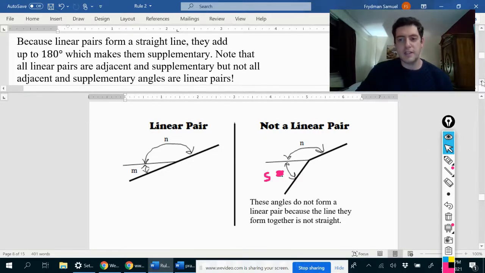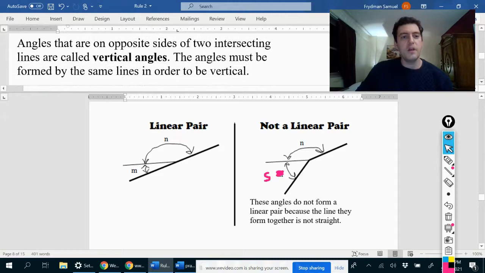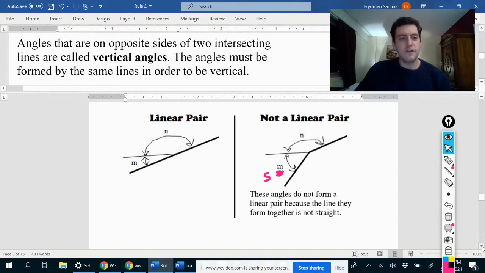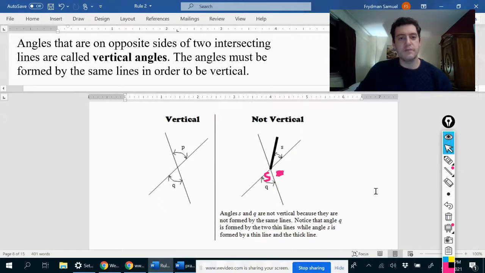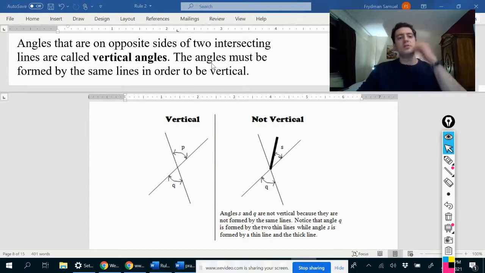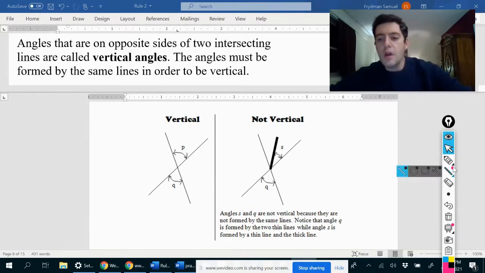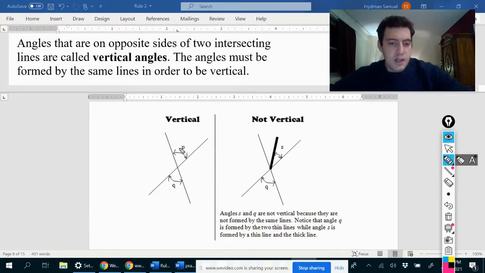All right, let's continue now. Angles that are on opposite sides of two intersecting lines are called vertical angles. The angles must be formed by the same lines in order to be vertical. So you can see that angle P over here is formed by this line and this line.